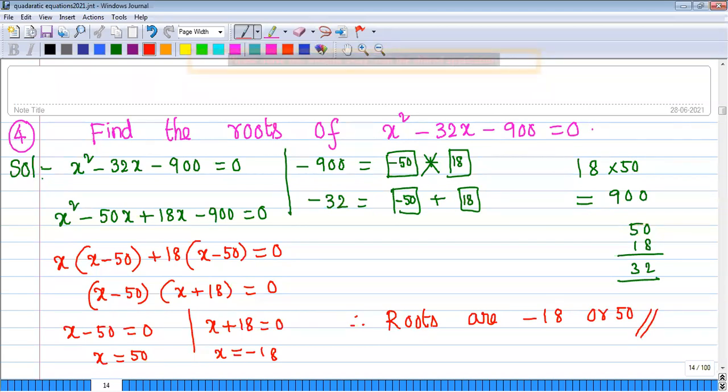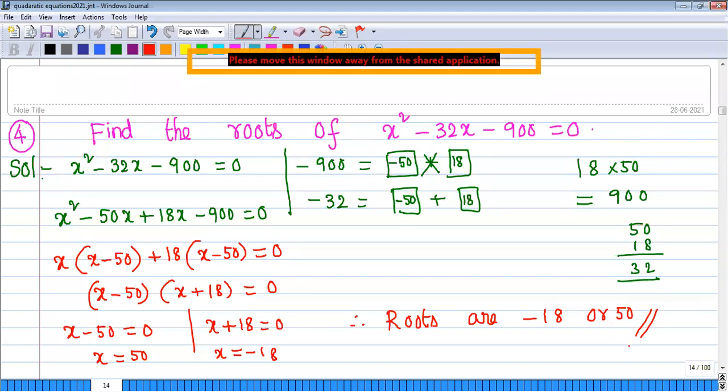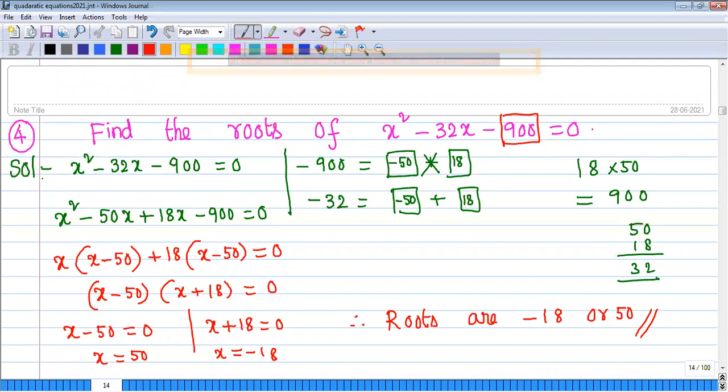It's enough, because with the help of the factorization method we have solved it. If you want, you can apply even the quadratic formula, because you may ask, sir, why shouldn't we apply the quadratic formula? Because here we have a very big number, isn't it? 900. Calculation becomes very lengthy. Even you can apply the quadratic formula also, no problem. As you wish, complete this homework using the quadratic formula.